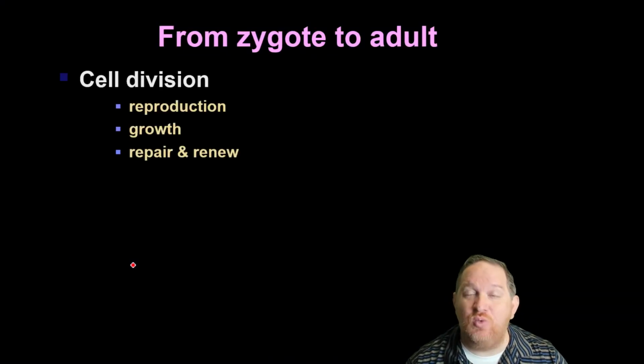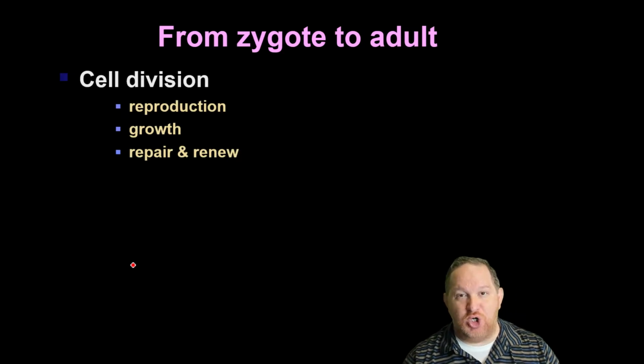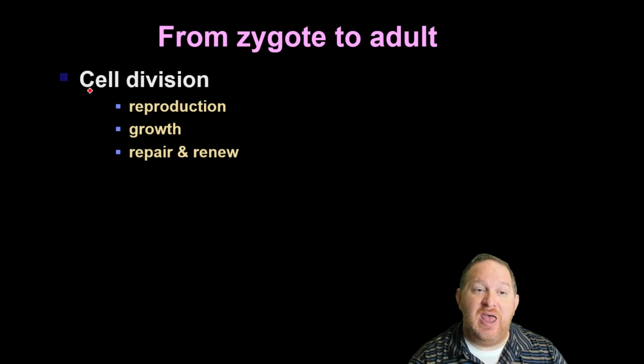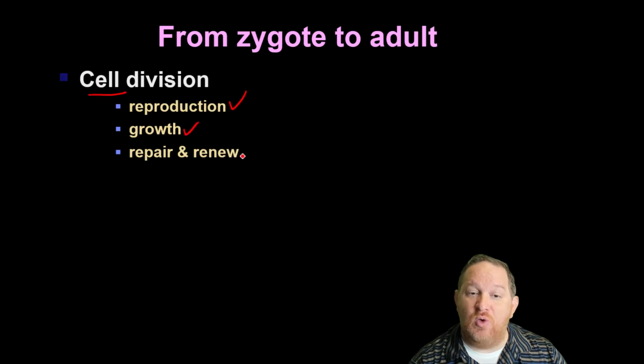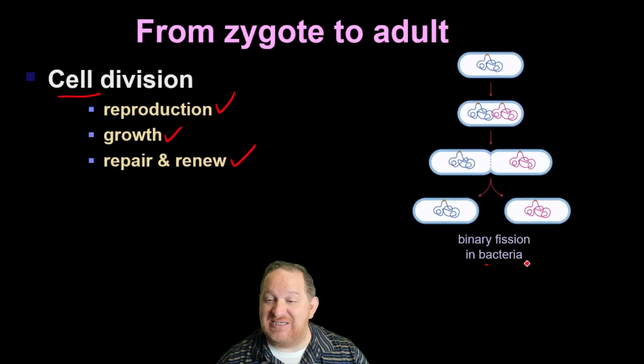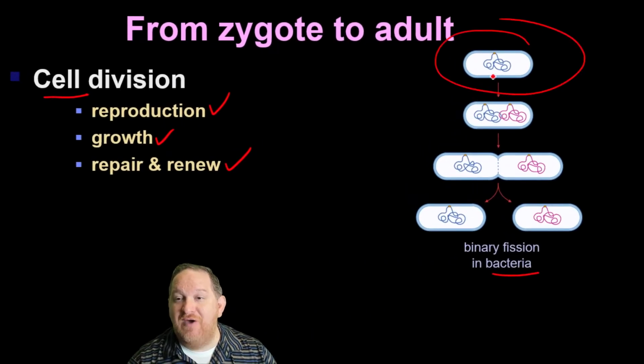Okay, from zygote to adult, how did we get to where we are today? Well, we got to be large adults because our cells divided. Cell division has a few purposes. One is reproduction, one is growth, one is repair and renew. So let me give you bacteria as an example. So bacteria, as you see here, for them to multiply, they actually divide, right? We say that biology is the only subject where multiplication and division are the same thing, right?